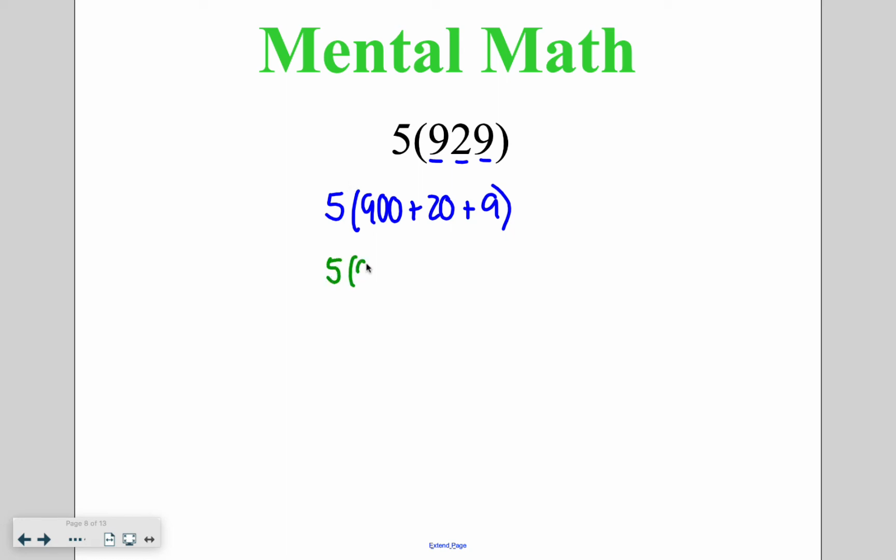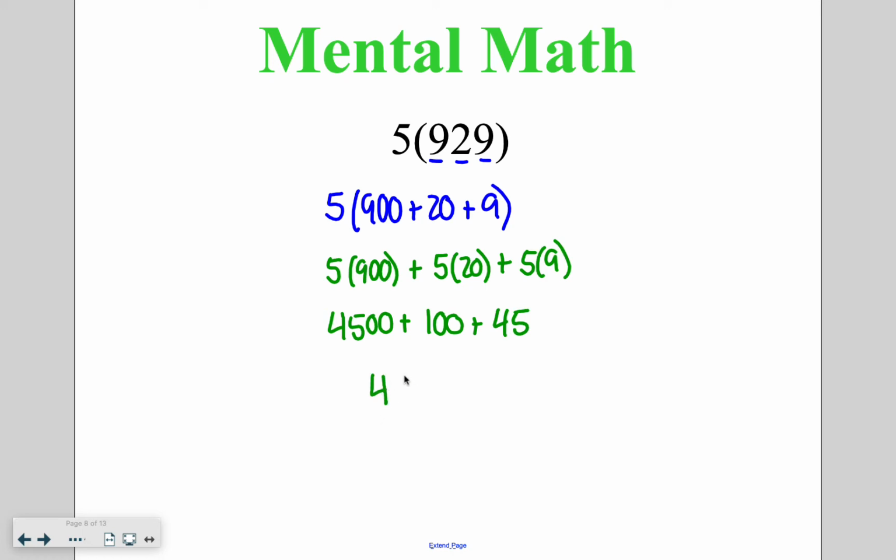So I've got 5 times 900 plus 5 times 20 plus 5 times 9. That's going to give me 4,500 plus 100 plus 45, giving me a total of 4,645.